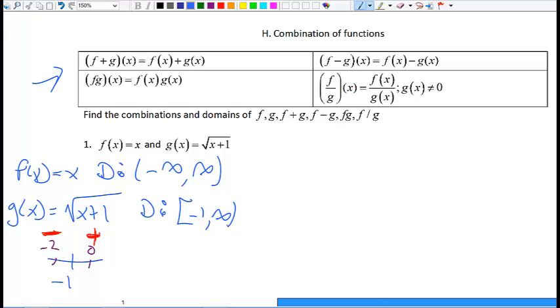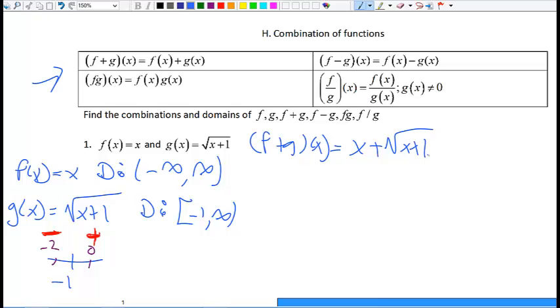Okay, well, what about combining different operations on f and g and making a new function? We'll start with f plus g. What if I just add these two together? As far as simplifying goes, there's really not much we can do. What you get is what you get.